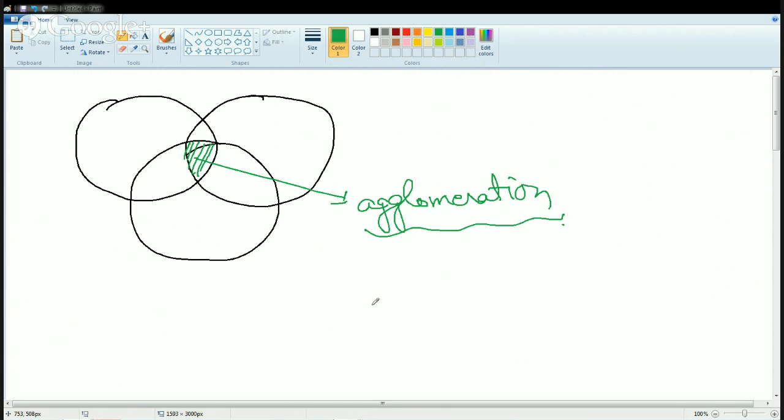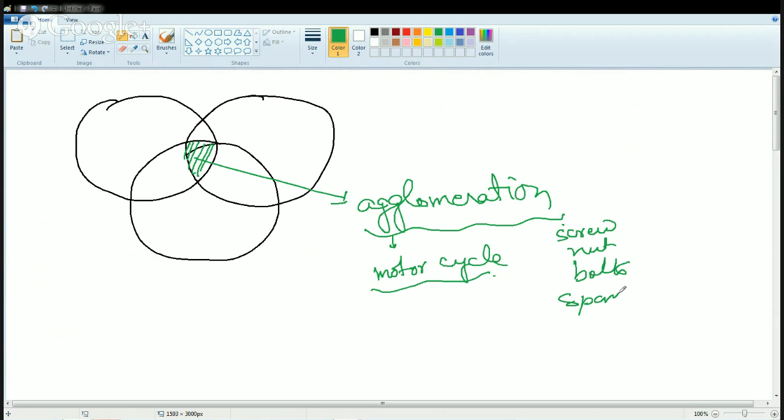And what would be the region of agglomeration here? Agglomeration would mean, for example, I'm trying to bring in an industry which is manufacturing motorcycles. I'll try to locate it near the industry which provides screws, nuts, bolts, spare parts. All these industries which I require would be located in this agglomeration zone. So the zone of agglomeration is the region where you try to maximize the economies of scale, and you have as many industries as possible in that region. So your overall cost of production decreases.